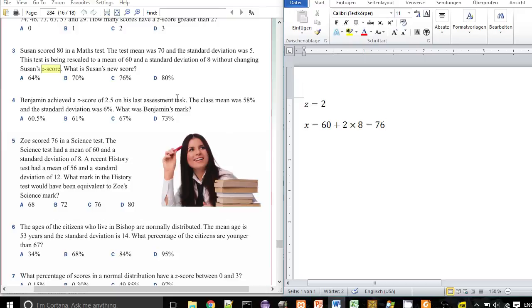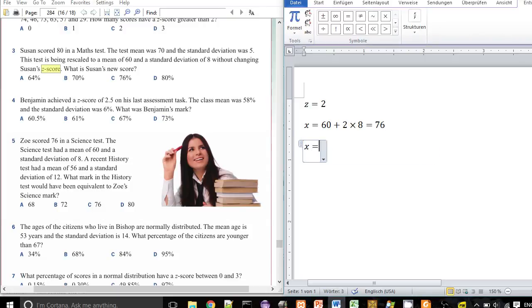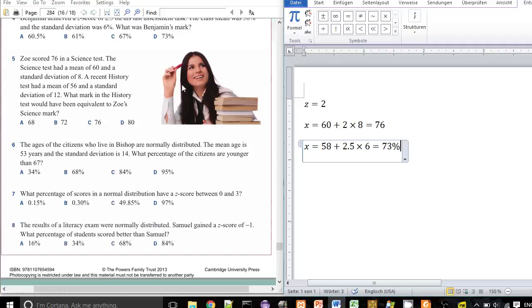Okay, he got 2.5. Okay, this one's very similar. So the mean was 58, he's above that, so plus 2.5 lots of 6. Okay, so 2.5 lots of 6 is 12, plus 3 is 15, so 73, I think. And it's a percentage, I guess, in the test, so 73%. D. Okay.